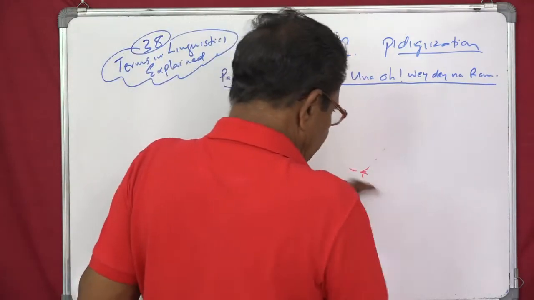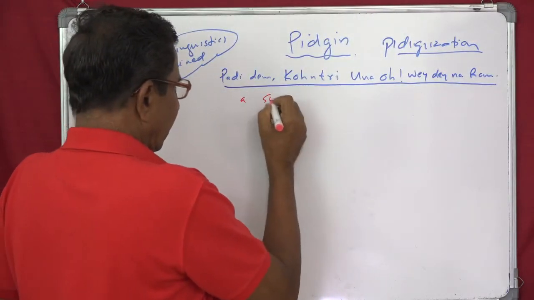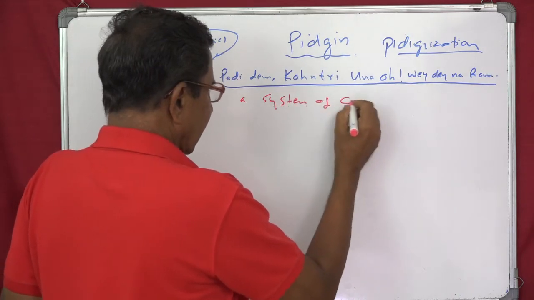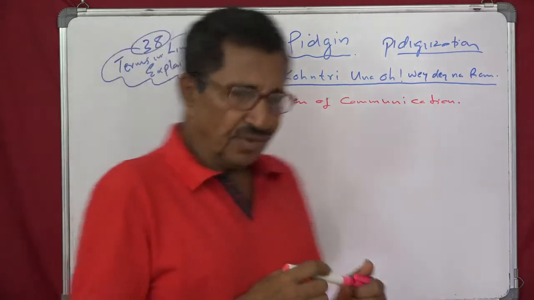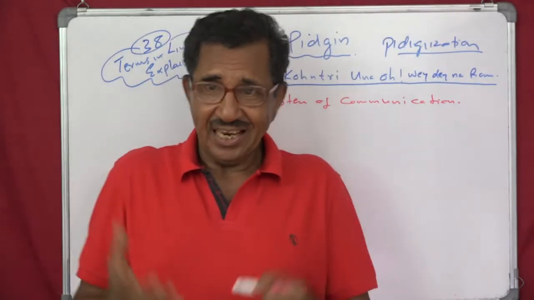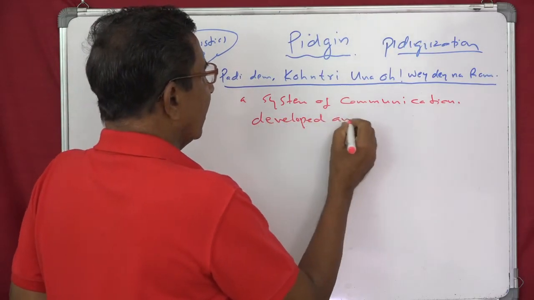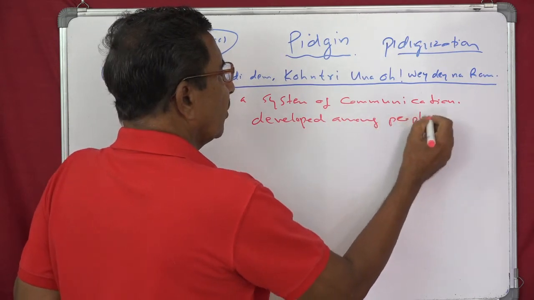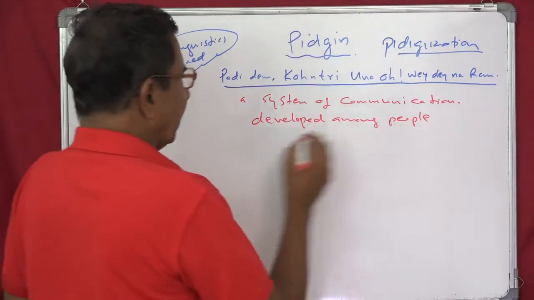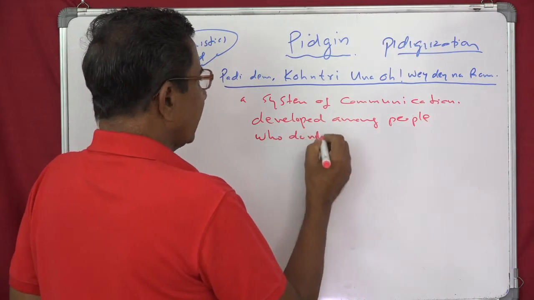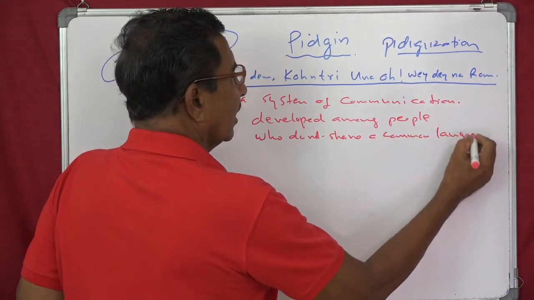So if you want a simple definition of Pidgin, it is a system of communication. That's the basic point. And how does it develop? It develops among people, say two groups or three groups it can be, who do not share a common language. They don't have a common language.